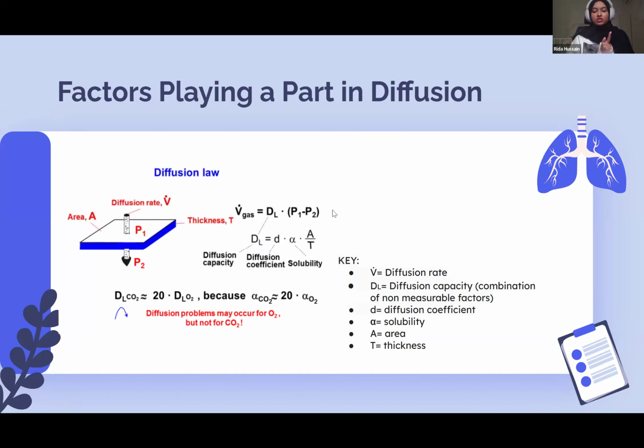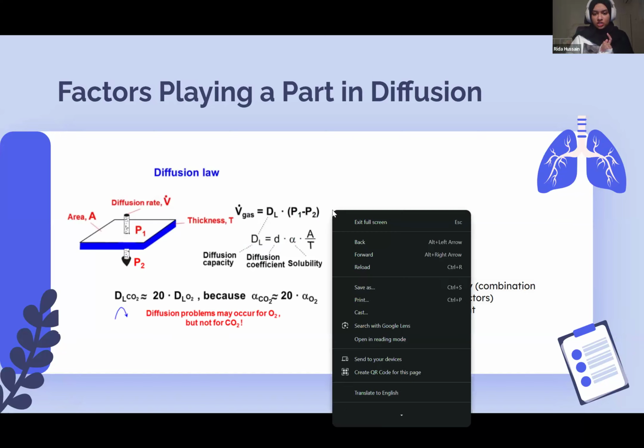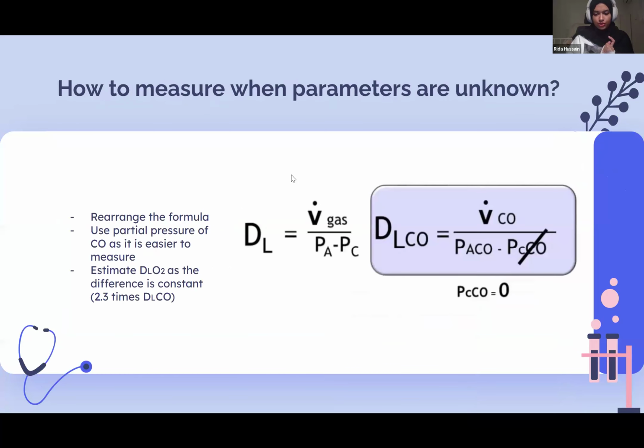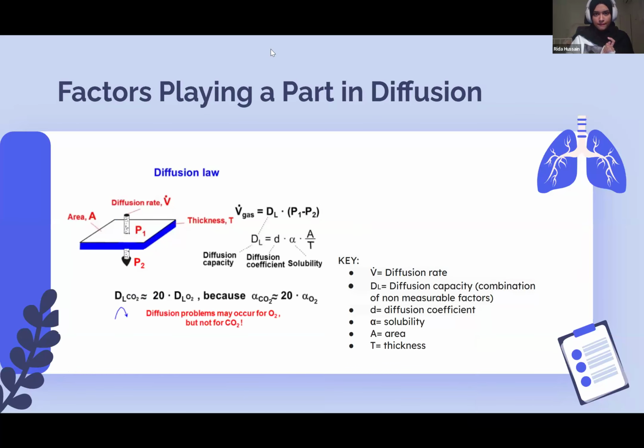Before I start, do you guys see my cursor or should I change it to a pointer? We can see it. Okay, thank you so much. Because I'll be using my cursor to point out things a lot.